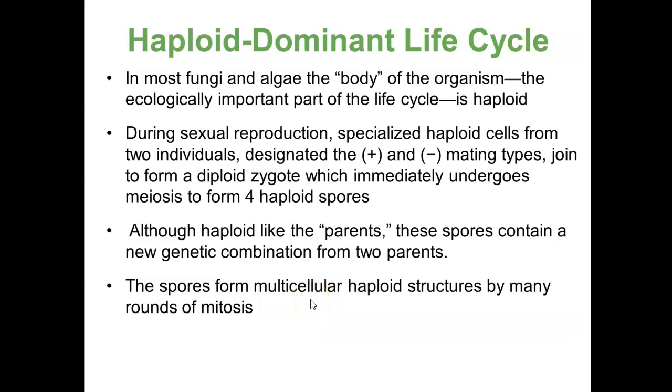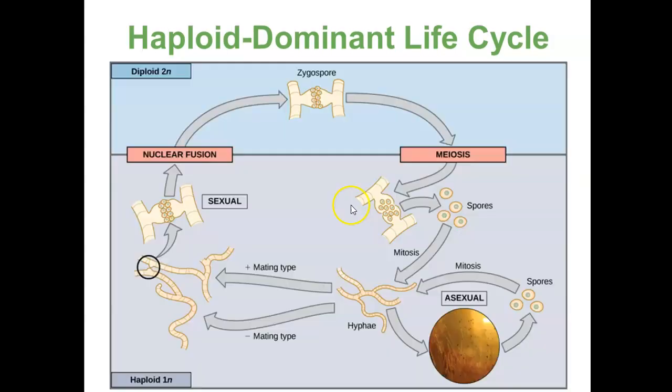Instead, that zygote, that diploid cell, immediately divides via meiosis to produce haploid cells called spores, and those spores germinate and grow via mitosis to make the new organism, the new fungus. All right, so here we're looking at an example. We haven't studied fungi really, but in lab you've seen single-celled fungi, primarily yeast. Here we're looking at multicellular fungi, but yeast do the same thing.